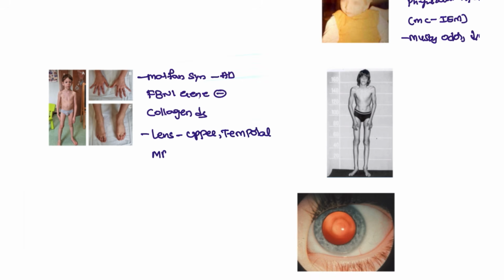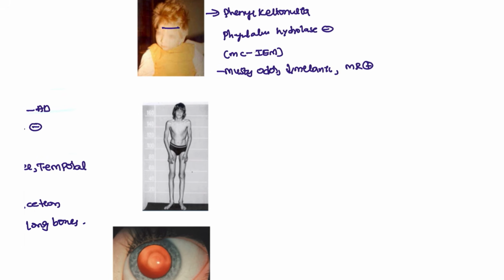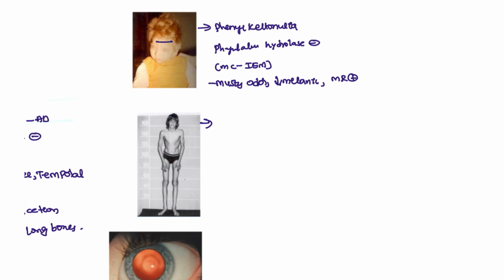Patients will sometimes have mental retardation and aortic dissection, which will be seen in this patient, and skeletal abnormalities like slender and long bones, which will be seen in Marfan syndrome. Next, similar features, and this condition is known as homocystinuria.